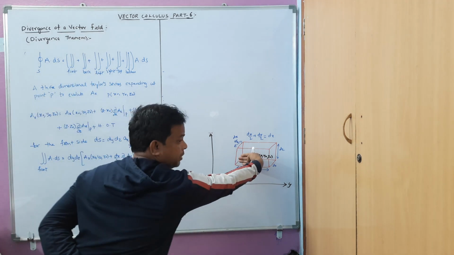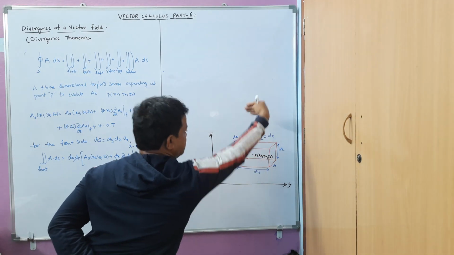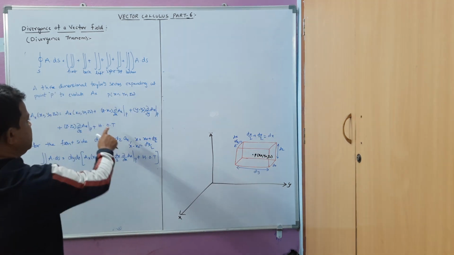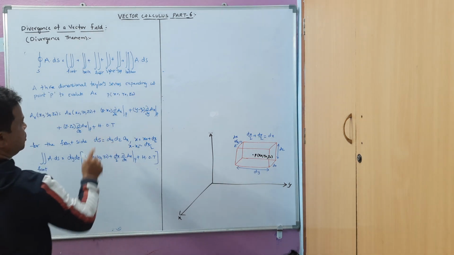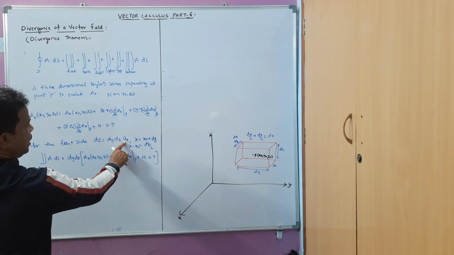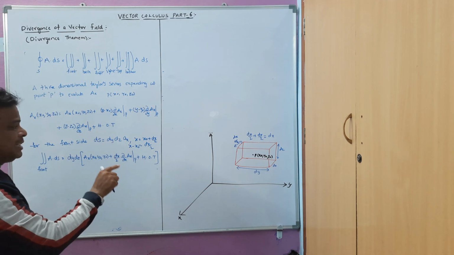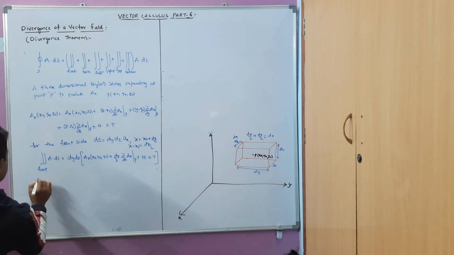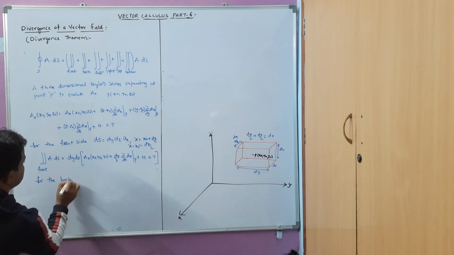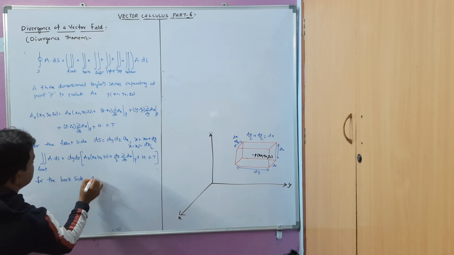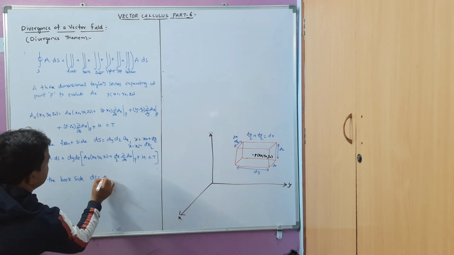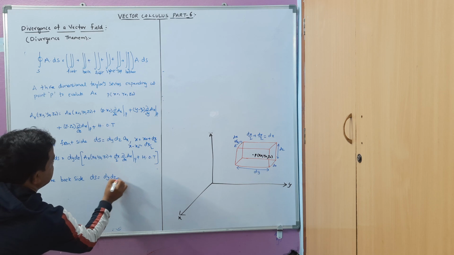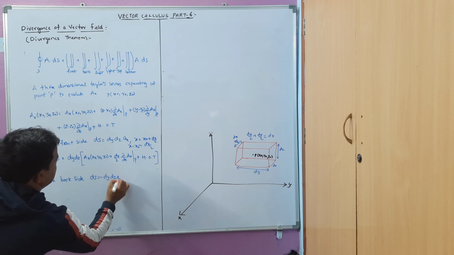So this surface is parallel to the front surface. Only this ds is going to have the change, that is, instead of having the unit vector ax, we will have the unit vector minus ax, that's all. Okay, for the back side surface, ds will be dy dz, but instead we are having minus ax.